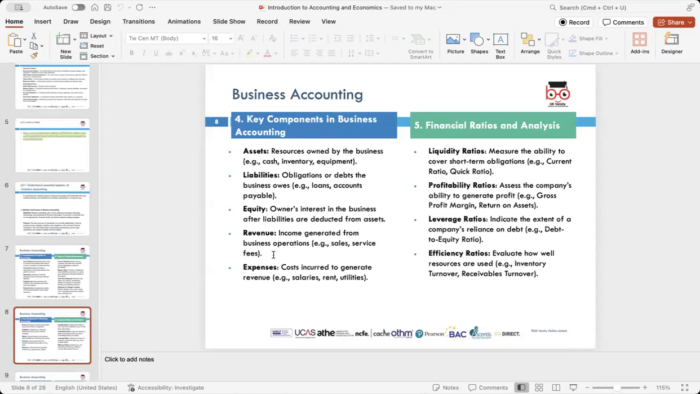Key components in business accounting: assets. Can anyone tell me, if anyone is there, what assets are?